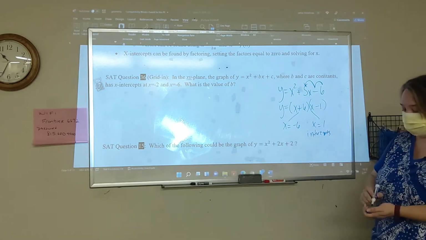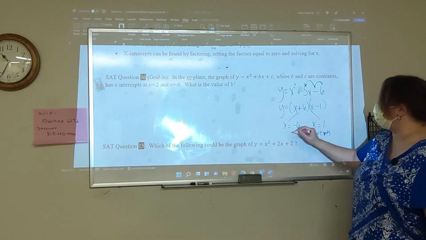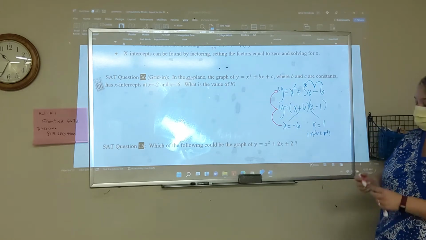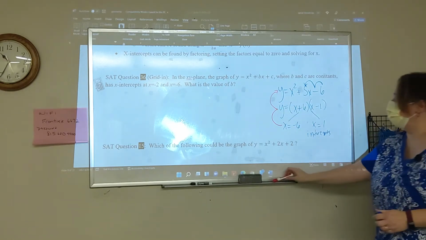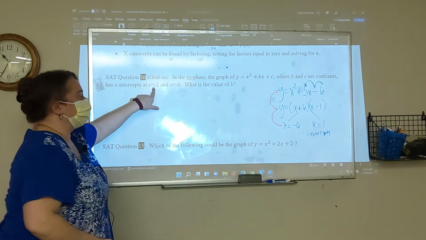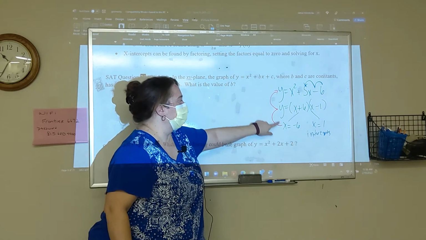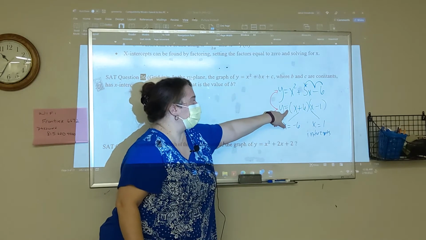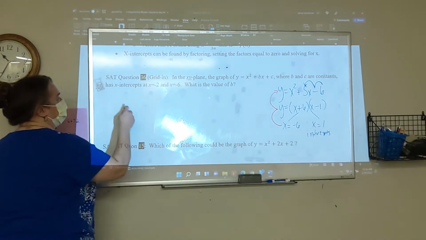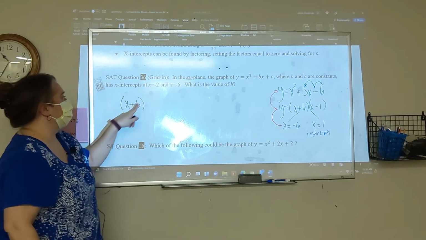Now, in this problem, we're being given the intercepts and we're being asked to find the parabola. So we have to work backwards. So our intercepts are -6 and -2. So we're going to take this first step and write our factors. From an x-intercept of -6, I should get a factor of x plus 6. All we do is change the sign.